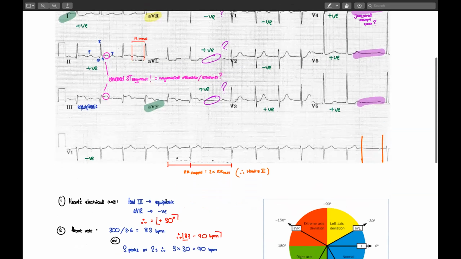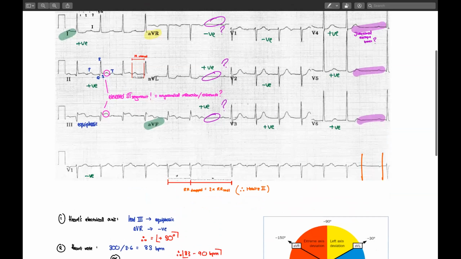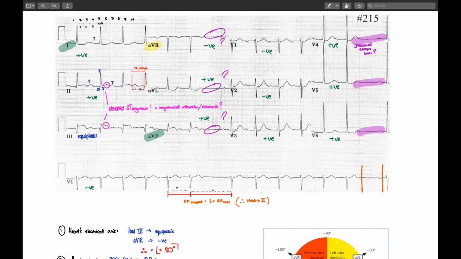Let's see. 80, because lead 1 positive, AVF positive is normal for sure. And 30. Pardon me? 30, the electrical axis. I don't think so. Yes, it could be 30. Yes, it's 30 because that's a 3. Good. If you say so, that's fine.